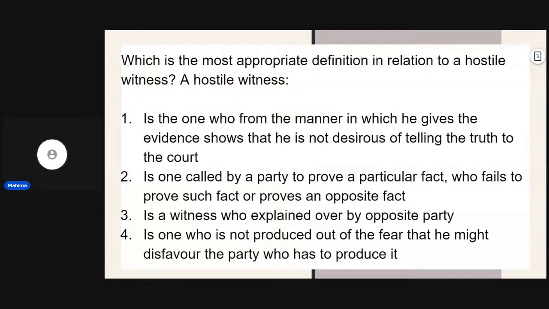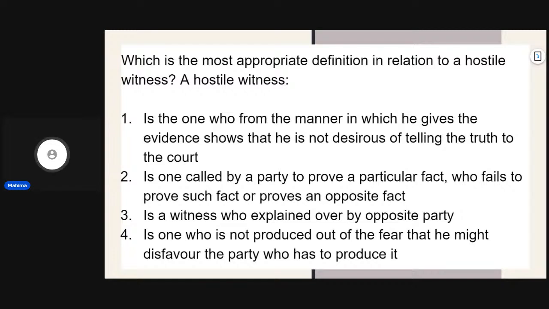Yes, it is very easy. Bhari hai question, bada hai question, but it is very easy. Yes, it is option number two. Hostile, it was a question from DJS 2010.